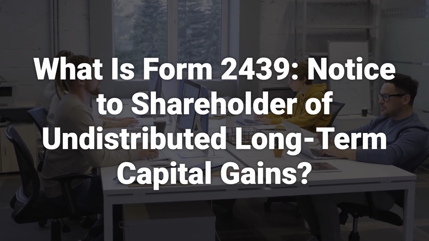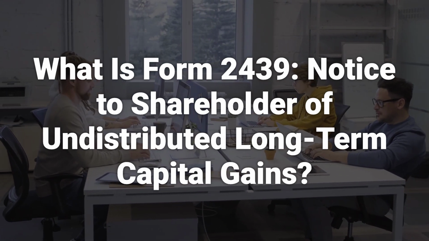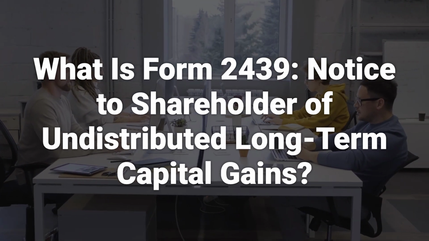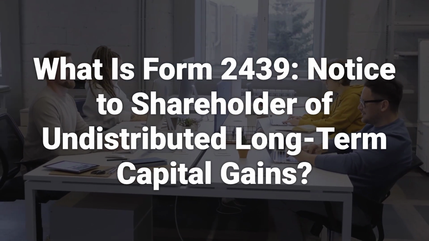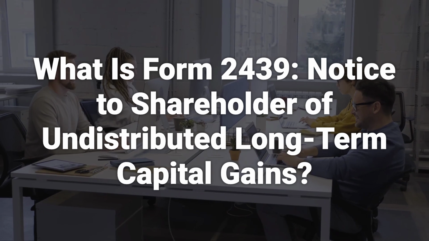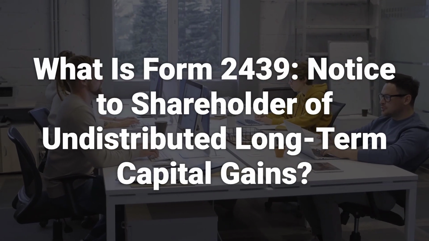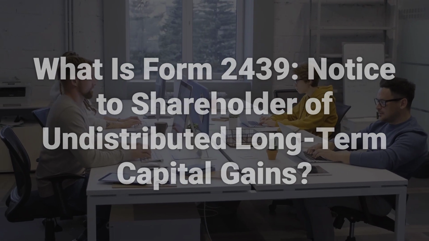Form 2439 is an IRS form that mutual funds, exchange-traded funds, and real estate investment trusts must distribute to shareholders to report undistributed long-term capital gains. Essentially, it is a way for these companies to report to shareholders any long-term capital gains that they have decided not to distribute.